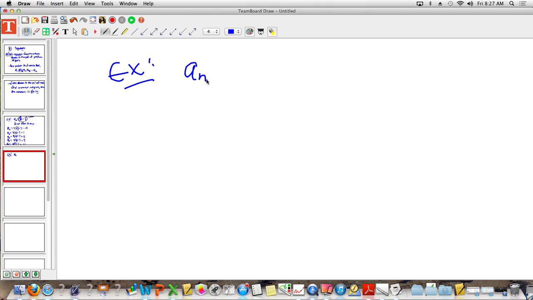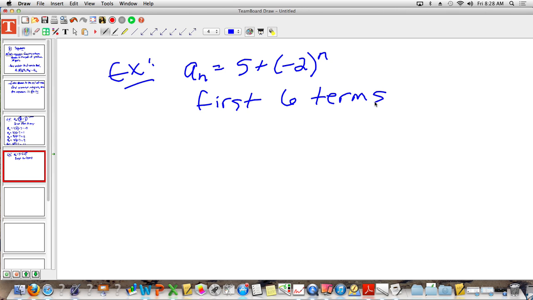What about this? Another example, a sub n is equal to 5 plus negative 2, notice my use of the parentheses, negative 2 to the power of n. And I again want you to find the first, let's just go out to the first 6 terms. Now, you certainly could grab your calculators right now and type it in. Make sure if you do that, that you are putting parentheses around the negative 2. And then you just calculate the first 6 terms.